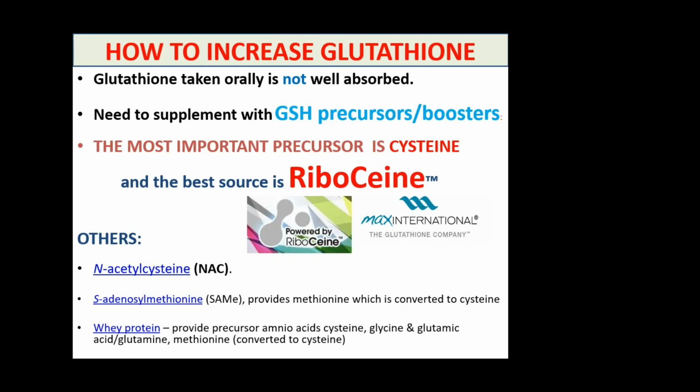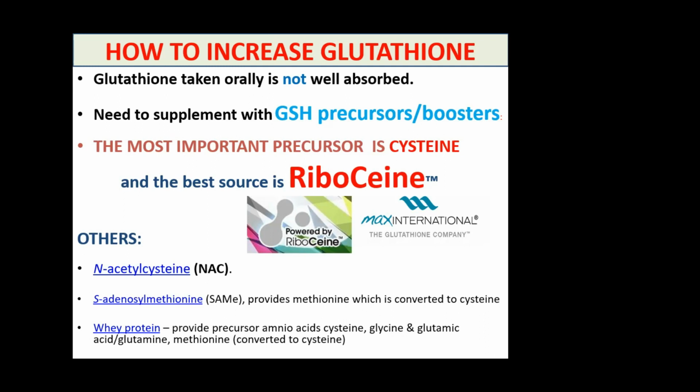We need to know that glutathione taken orally is not well absorbed. Because remember, I started by saying that glutathione is fragile. So if you take glutathione itself, it will just be digested. So what we need to do is to supplement with glutathione precursors or boosters. And these are the component amino acids: glutamic acid, cysteine, and glycine. But the most important precursor, or the rate-limiting precursor, is cysteine, because glutamic acid and glycine are usually abundant in our diet unless you're severely malnourished. But it's not so with cysteine.